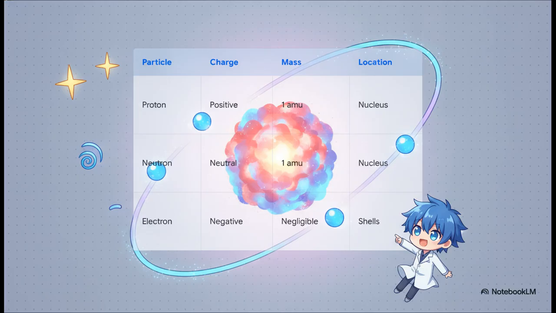Inside that hard central nucleus, you've got protons, which carry a positive charge, and neutrons, which have no charge at all. They both weigh 1 atomic mass unit. But then you have the electron zipping around the nucleus in these imaginary tracks called shells. The electron is negatively charged, and get this, it is 1/1837th the mass of a single hydrogen atom. That is practically nothing. It means basically the entire weight of an atom is crammed right into that tiny central nucleus.